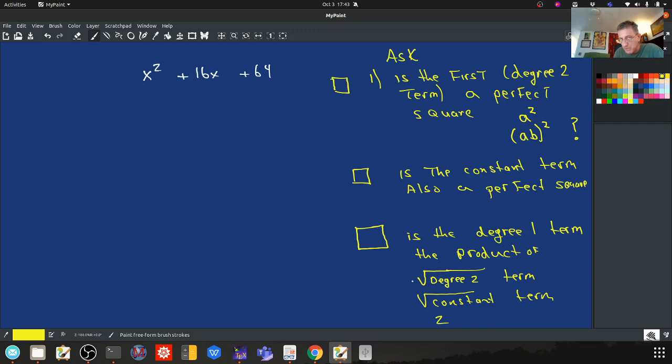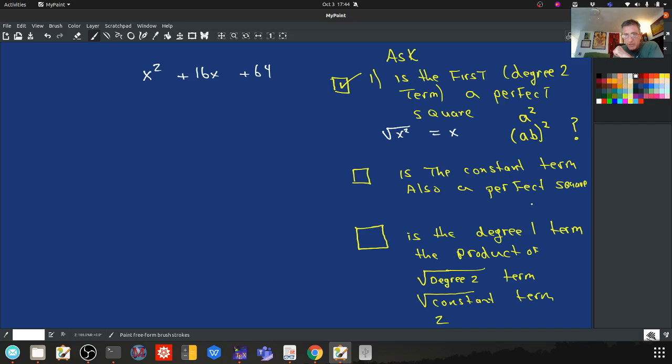And remember, we're always taking the positive here. If the last term, the constant term, is also a perfect square, then its square root again is just, I can just remove it out of the radical. So let's look at this. My first term is x squared. So it is a perfect square, and the square root of x squared is equal to x.